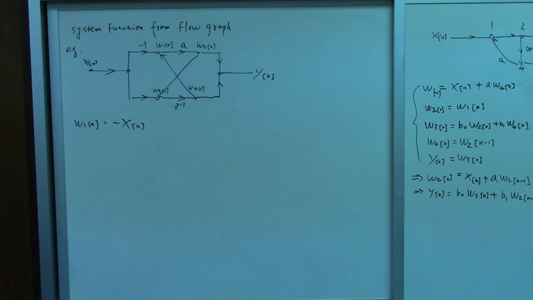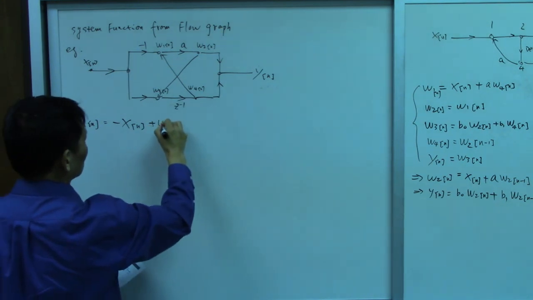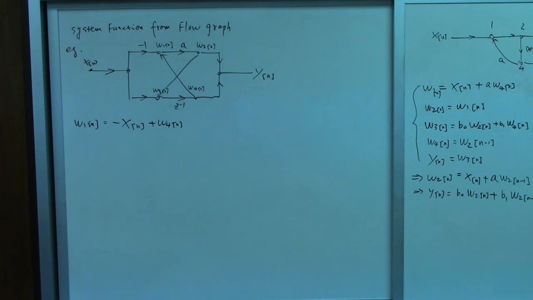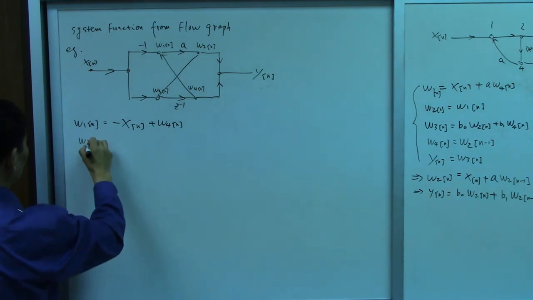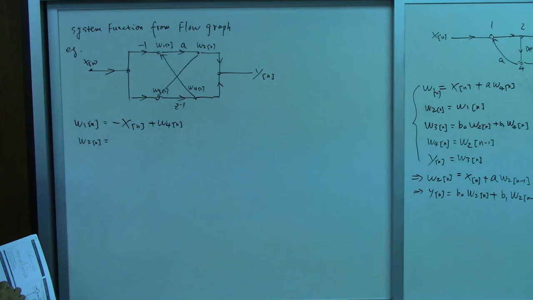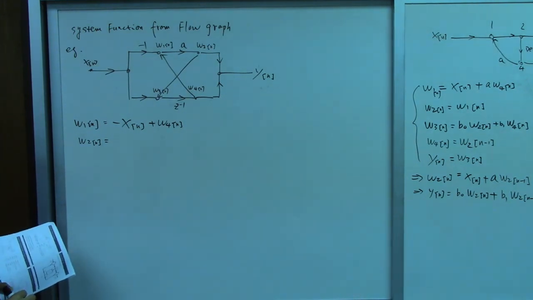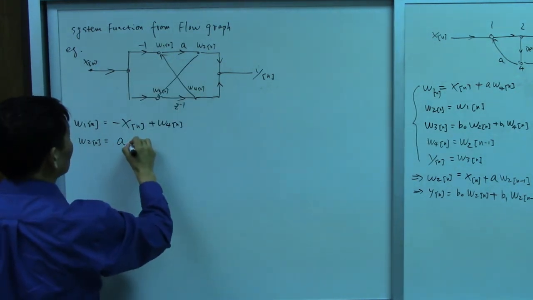We need to consider all incoming branches. Plus W4? Plus W4, right? Plus W4. That's all? Yes, okay, good. Alright. Next one is W2[n]. W2[n] is here. How many incoming branches do we have? Only one, right? This one. So that equals a W1.